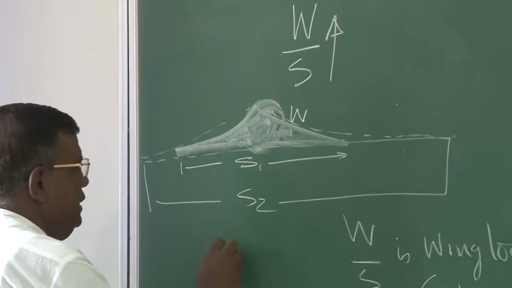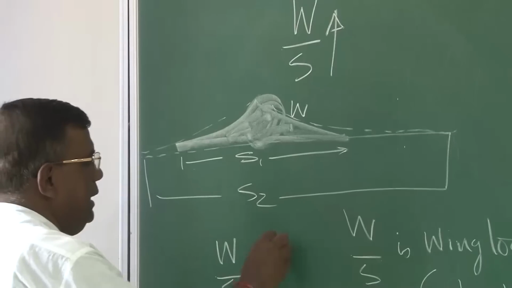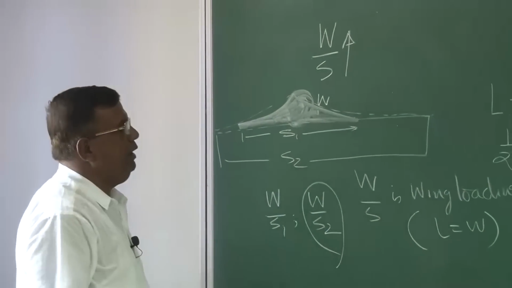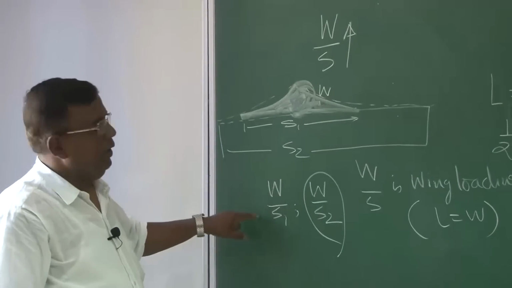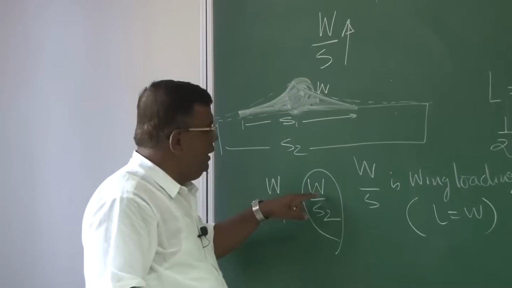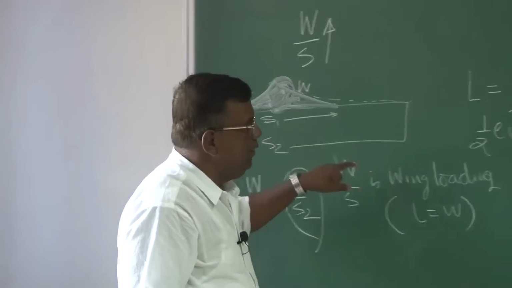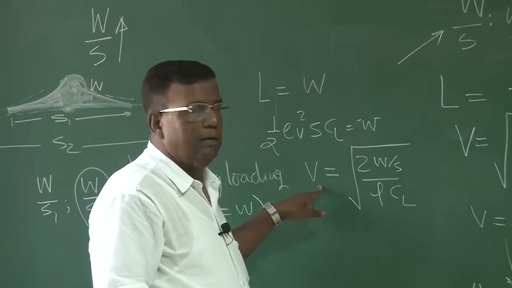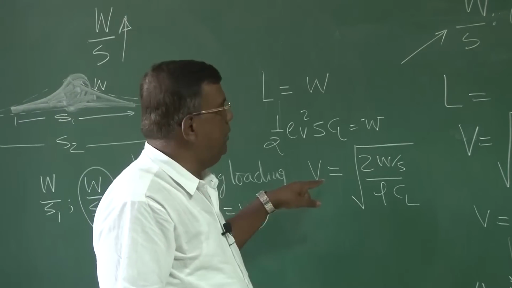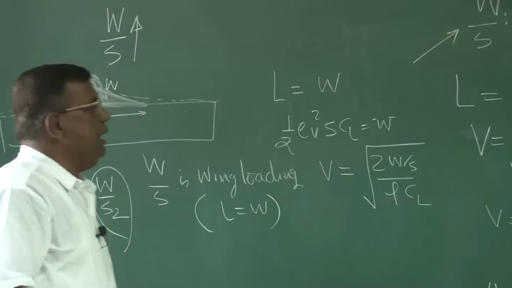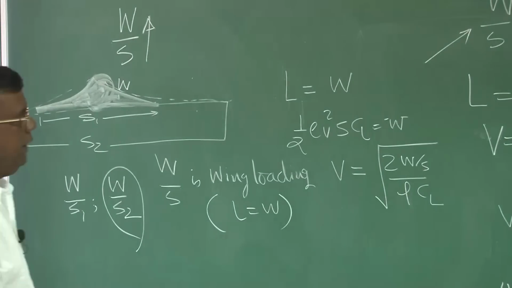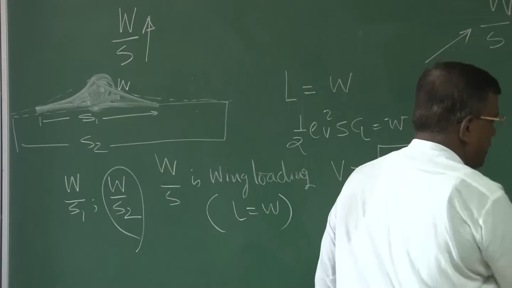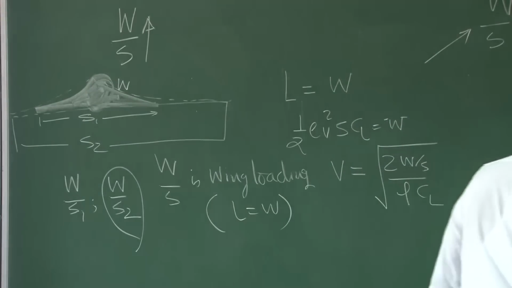The first case it is W by S1, second case it is W by S2. The wing loading W by S2 is less than wing loading W by S1. The moment wing loading is less for the second case, you could see the speed required to maintain level flight is also less. The wing loading plays one of the important roles in deciding the speed for a given CL, right? We'll further see what this wing loading actually means to a designer.